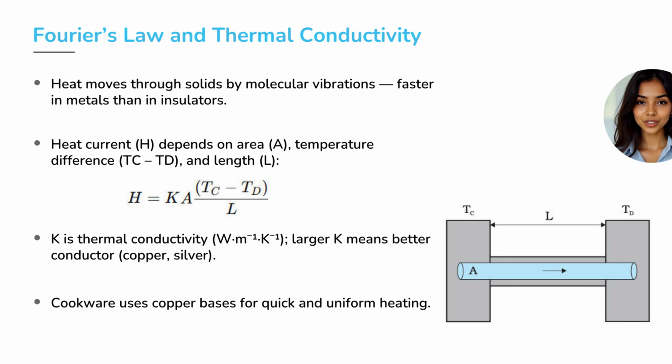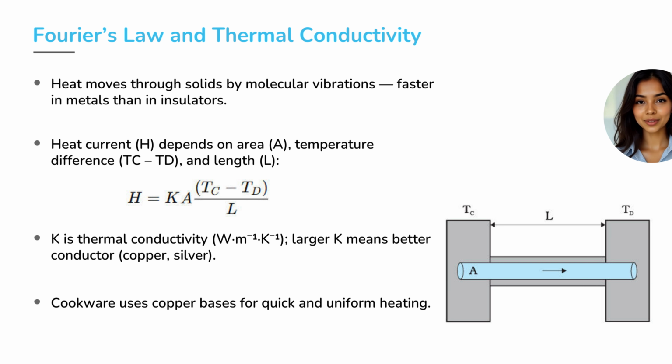Let's start with the first mode, conduction. Imagine holding a metal spoon in a hot cup of tea. The handle gets warm even though it's not inside the tea, right? That's conduction, heat sneaking its way molecule by molecule. When one end of a solid rod is heated, particles at that end vibrate faster. They bump into neighboring particles, passing along energy until the whole rod warms up. The faster this happens, the better the material conducts heat.